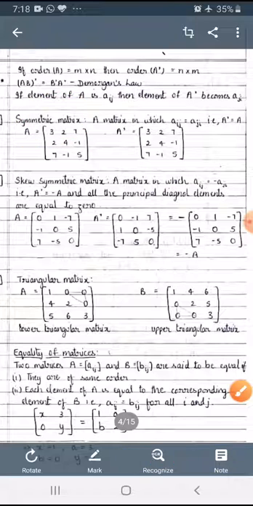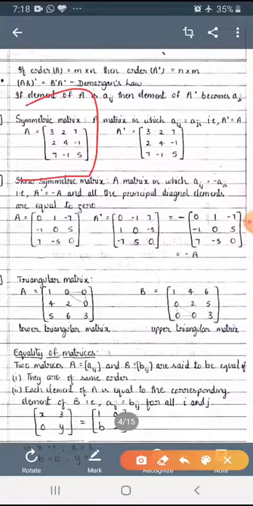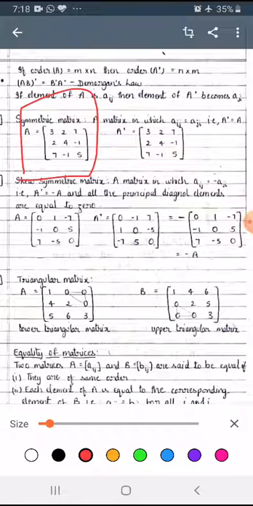See here, I will show one matrix. A equal to [3 2 7; 2 4 -1; 7 -1 5]. Now I am interchanging, so I am interchanging the first row. What are the first row elements? Here it is 3 2 7. Now I am writing it column-wise: 3 2 7.